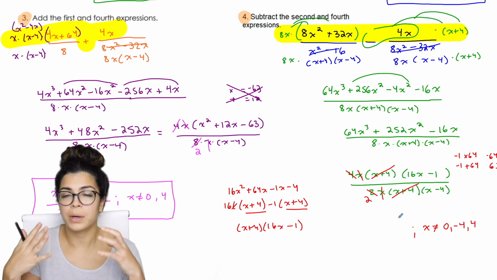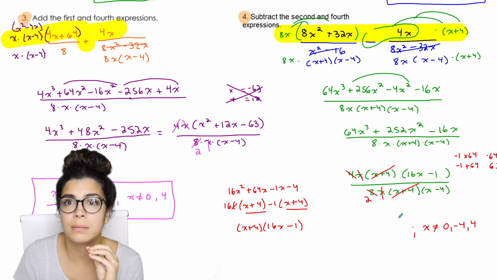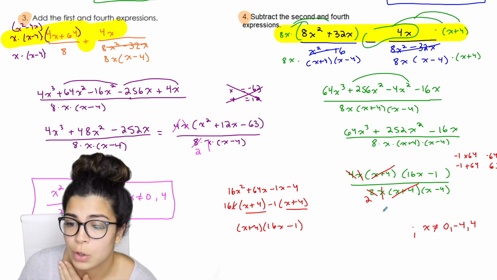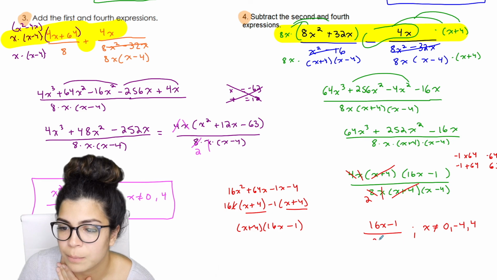So that's why it's important to factor as much as possible, because if there are common factors, you can actually cancel them out. So the numerator is 16x minus 1, and the denominator is x minus 4.